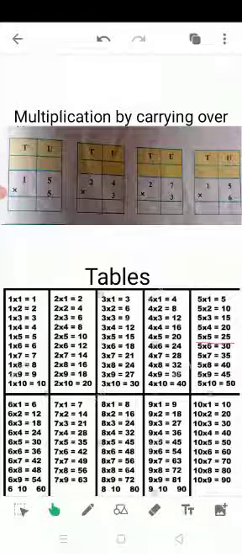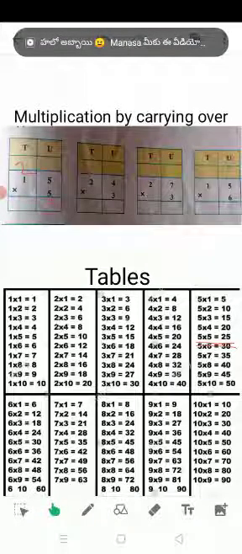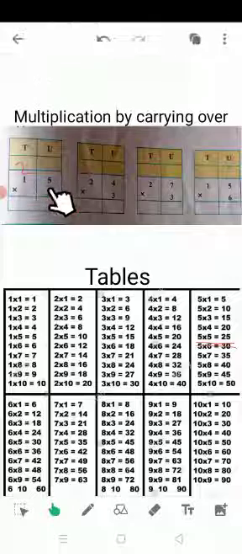First I split this number. I take out 2 tens and write it on top of the 10 side, and the remaining 5 units I'll write on the unit side. Now next one, 1 ten multiplied by 5.